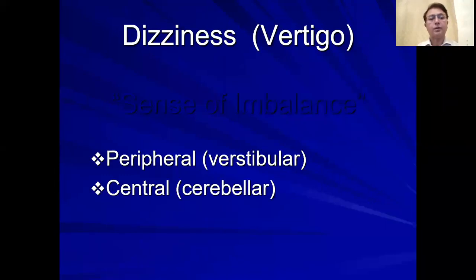Dizziness or vertigo is simply a subjective sense of imbalance. That is a standardized statement. Peripheral vertigo is not in the CNS; it is controlled mainly by the vestibular system, the inner ear. Central means brainstem, cerebellum, or cerebellar cortex, mainly at the brainstem.